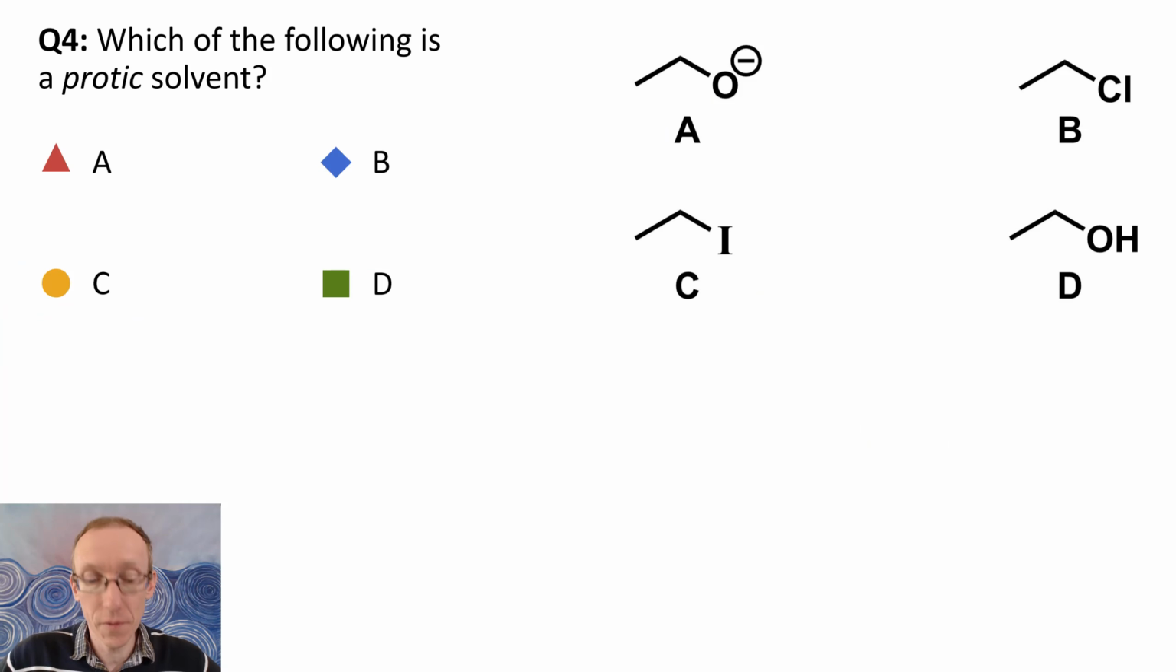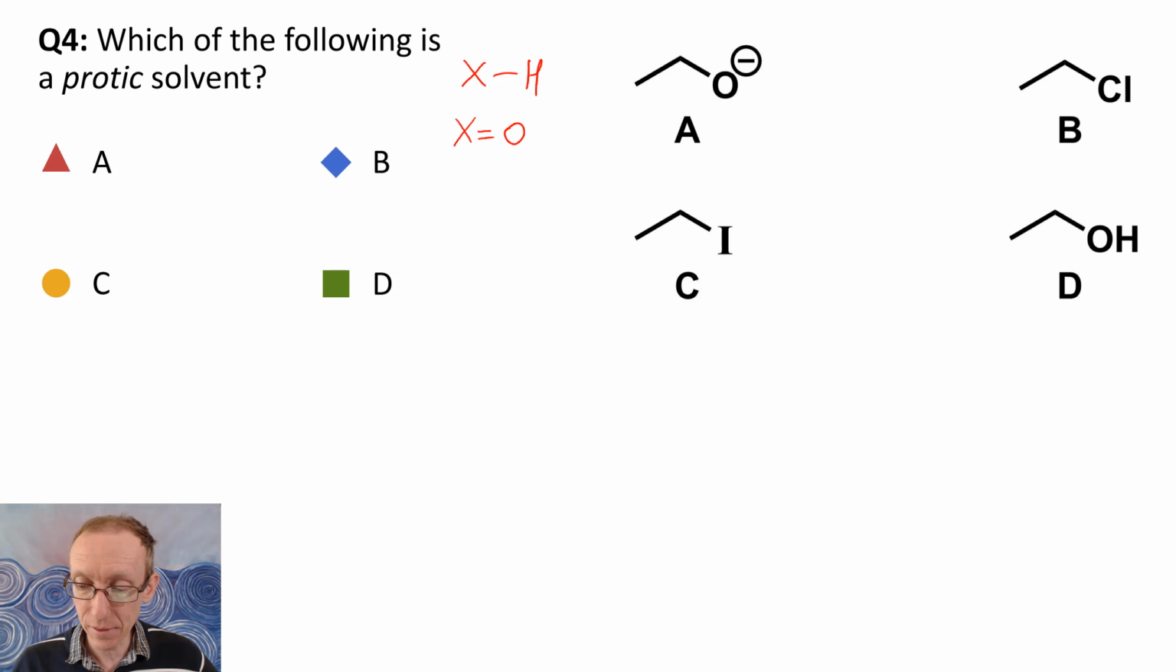Okay, question 4. Which of the following molecules is a protic solvent? A protic solvent is where we have an XH group, and X is most normally equal to an oxygen. So we're talking about alcohols, carboxylic acids, and molecules like that. So A is not a solvent, it's an anion, it's the ethoxide anion, and it's going to be a reagent, a nucleophile in many reactions, but it's not going to be used as a solvent.